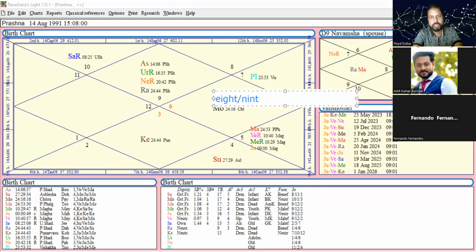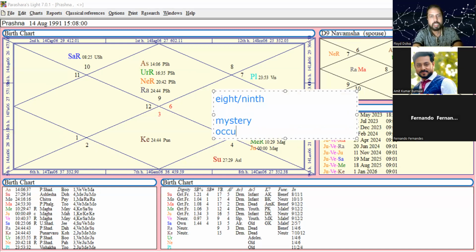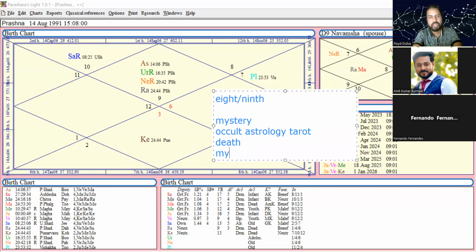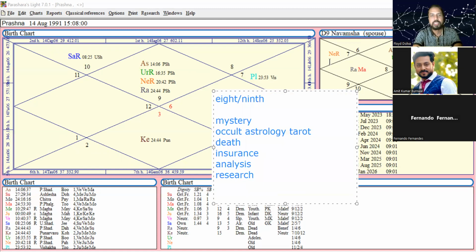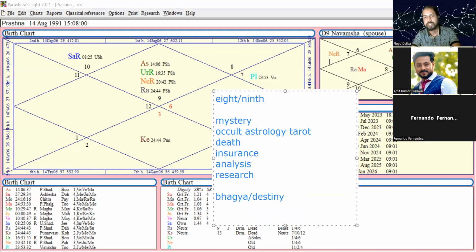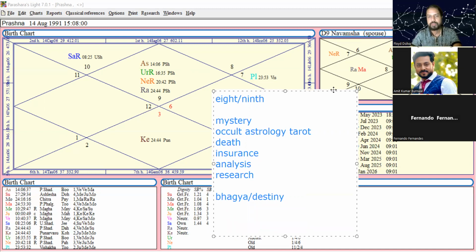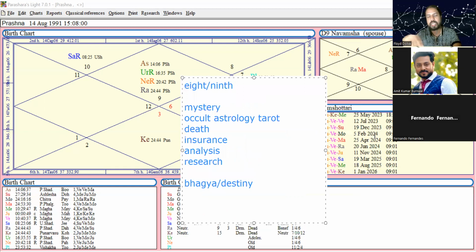So 8th house, what are the qualities? Something to do with mystery, occult, astrology, tarot, death, mysteries of life. What else? Insurance, analysis, research. So anything which is hidden, the 8th house is trying to find. And 9th house is the house of Bhagya, destiny. So these are standard meanings. You will find them online. I'll also be able to share with you.